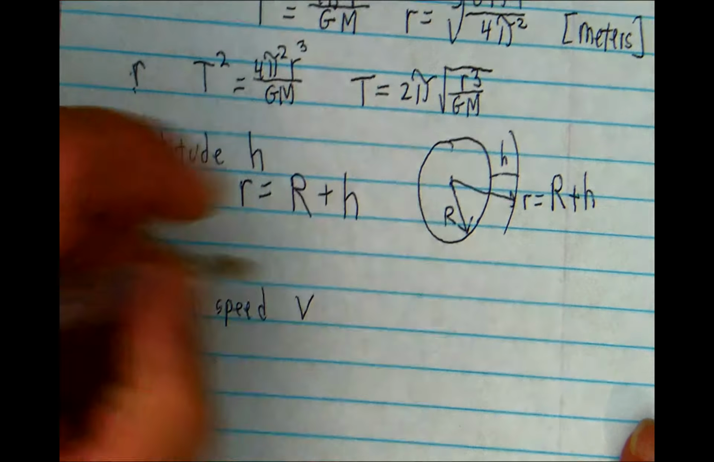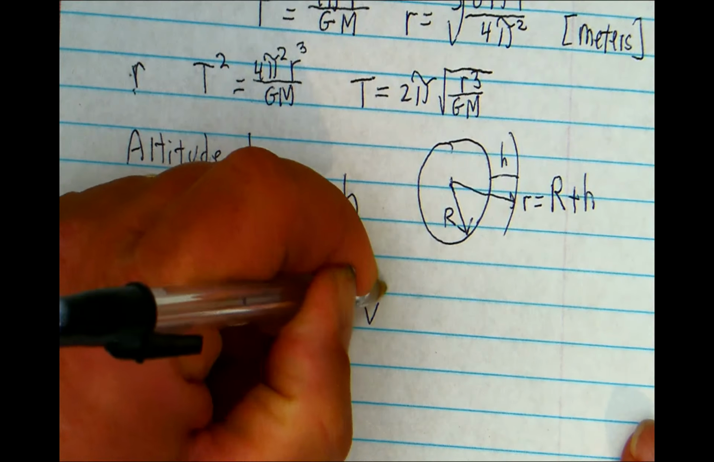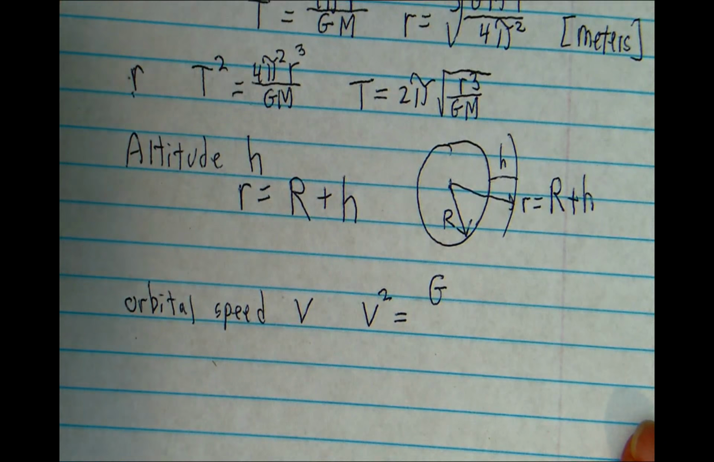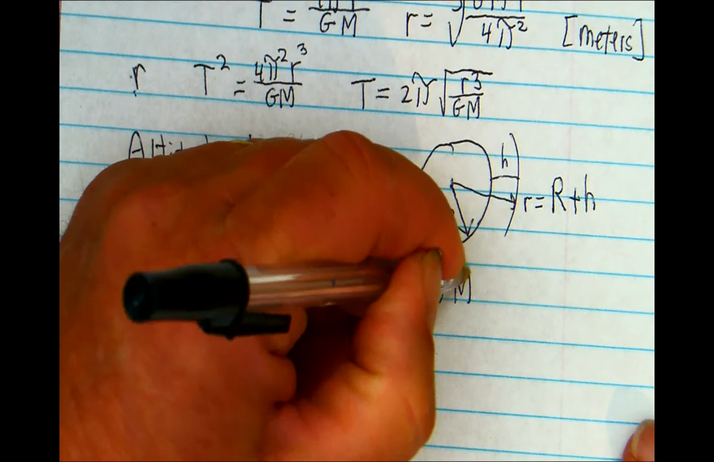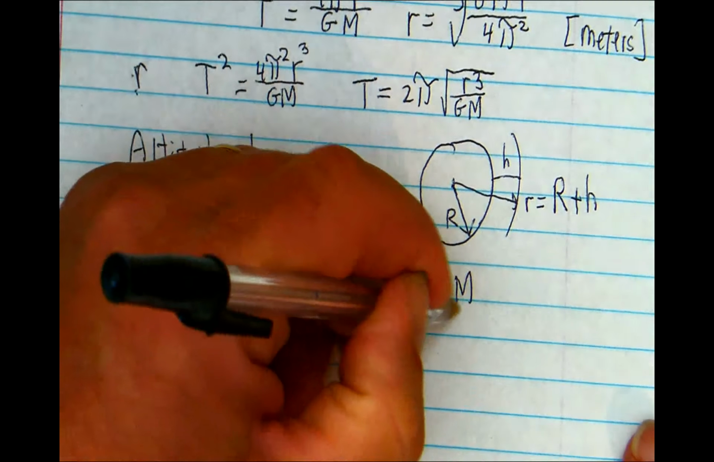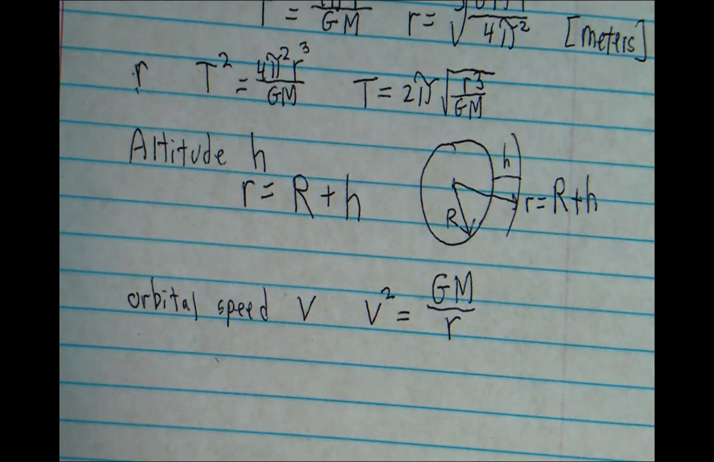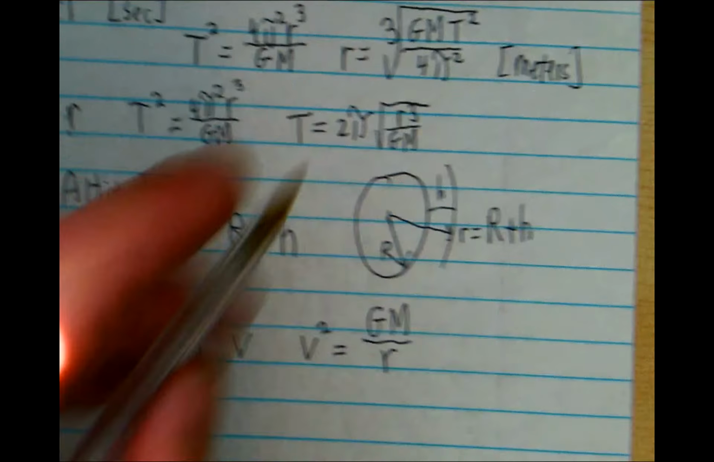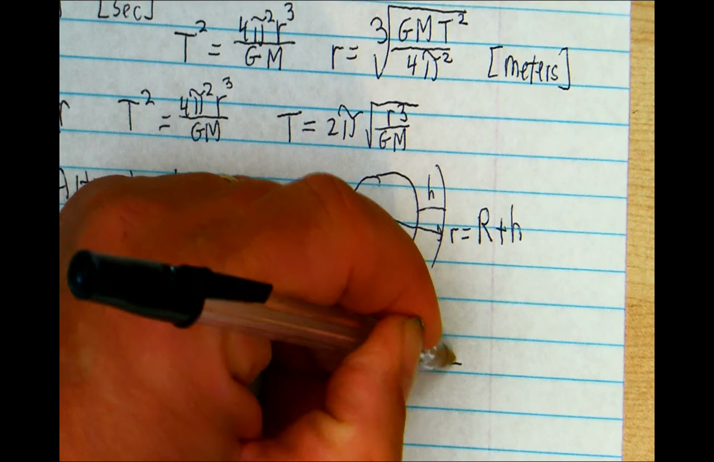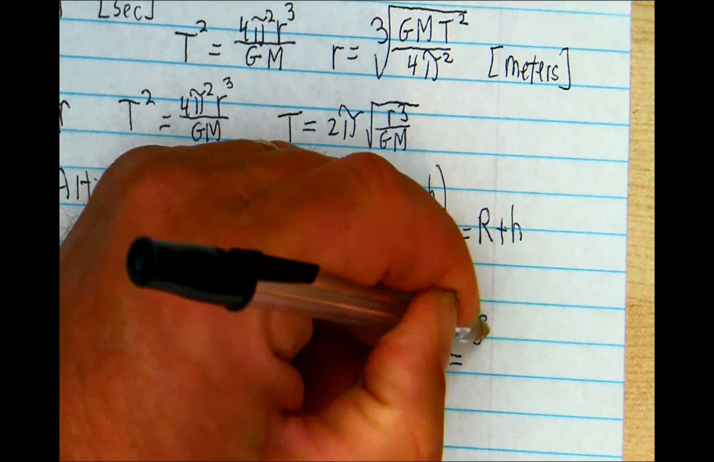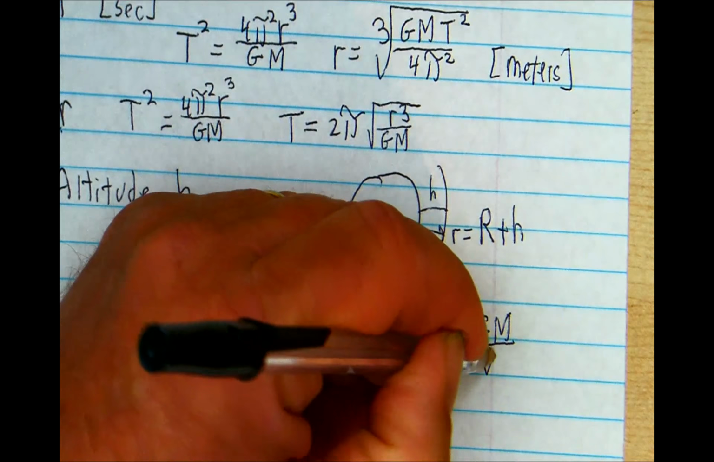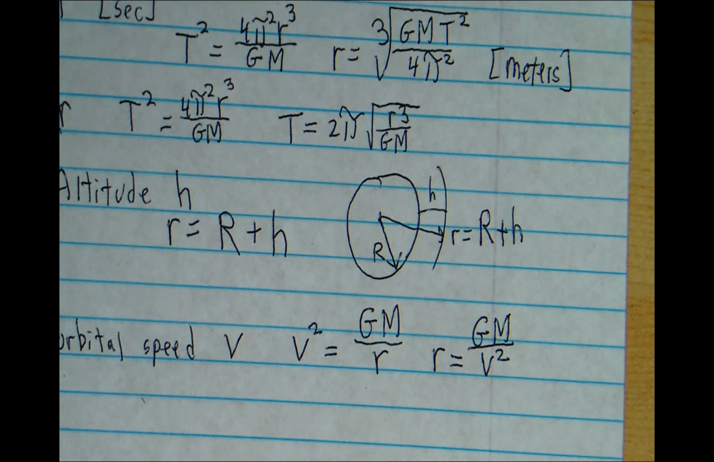Well, the formula is v, the orbital speed squared, is equal to capital G, the universal gravitational constant, times the mass of the central body, divided by r, the orbit radius. So if I give you the speed, you can rearrange this equation and say orbit radius r is equal to the universal gravitational constant G times the mass of the central body divided by the velocity squared.